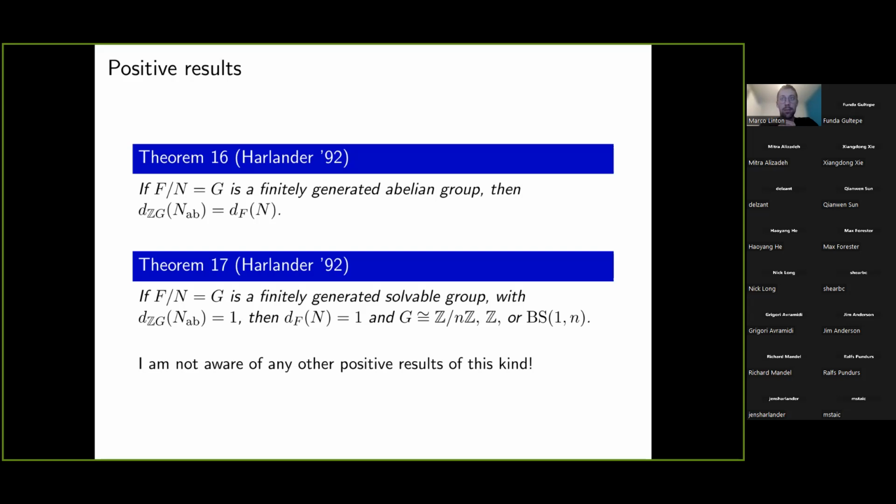So in particular, it's a one-related group. And because there was a classification of solvable groups of cohomological dimension 2, one can also deduce that there are only two possible families of groups that this G can be, which are cyclic groups or BS(1,n), where BS(1,n) is the Baumslag-Solitar group, where you conjugate one generator to a power of itself. And as far as I'm aware, these are the only positive results.